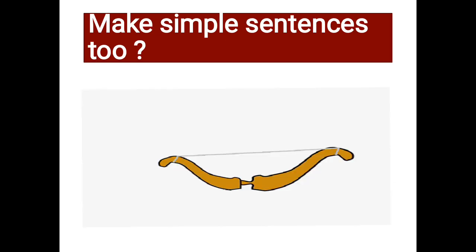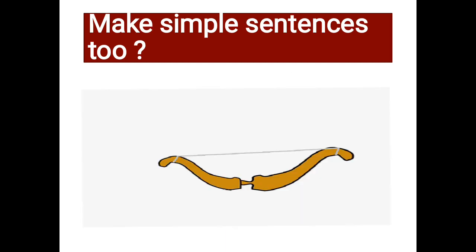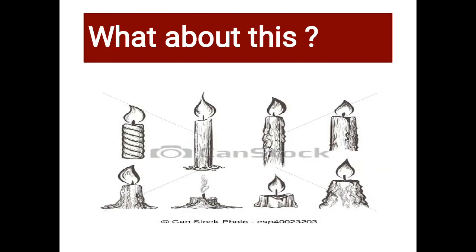Let's take a look at other pictures. Can you see this picture? Can you identify it? Yes, I can. You know, arrows are used with something, and that thing is a bow. Let me hear you say bow. Yes, again, bow. So make simple sentences too. Can you make simple sentences with this picture word, bow? Can you make a sentence with it? I can say, the bow is big.